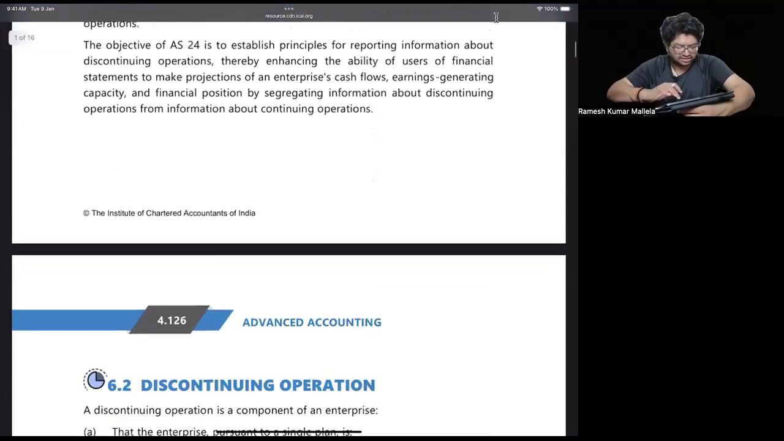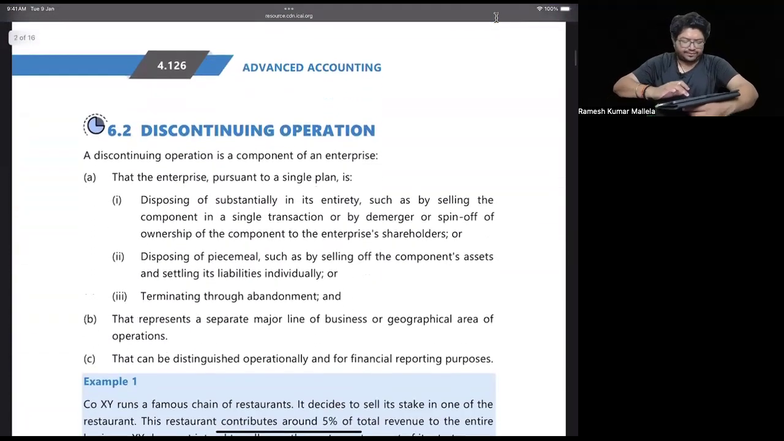Yeah, introduction is okay. Yeah, a discontinuing operation definition is important, guys. That the enterprise pursuant to a single plan is disposing of substantially in its entirety, such as by selling component in a single transaction or by demerger or spin-off of ownership of the component to the enterprise shareholders, or disposing of piecemeal, such as by selling of components assets and settling its liabilities individually, terminating through abandonment.